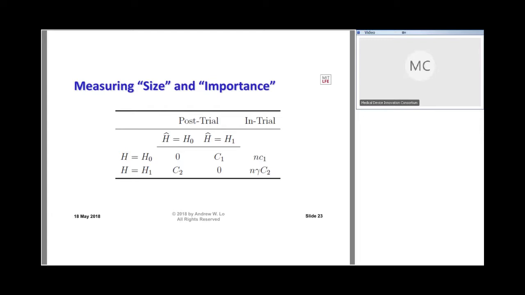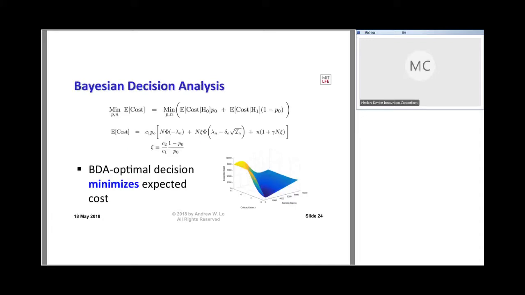It turns out that when you add all of these things up, when you take all of these costs into account, there is a framework for being able to compute the greatest good for the greatest number. And it's not a framework that we developed. It's a framework that was developed decades ago called Bayesian decision analysis.